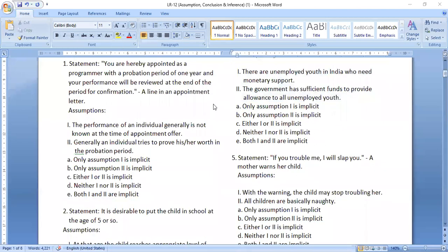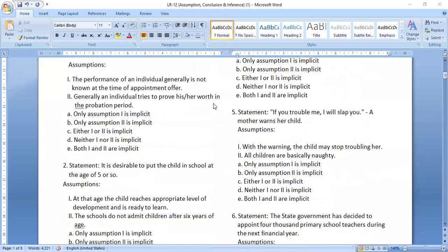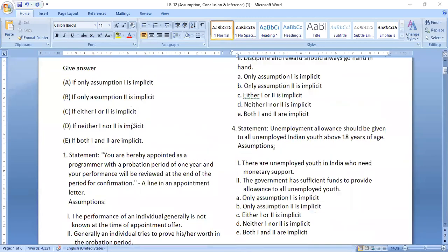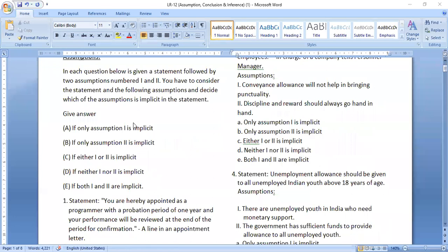Have you finished the first five questions? Yes, sir. I think they aren't very hard. Okay, so what does implicit mean? There's implicit and explicit, right? Implicit means that it can be inferred, but not in a straightforward way. It can be understood, but it's not all that obvious, right? So that's what implicit means.